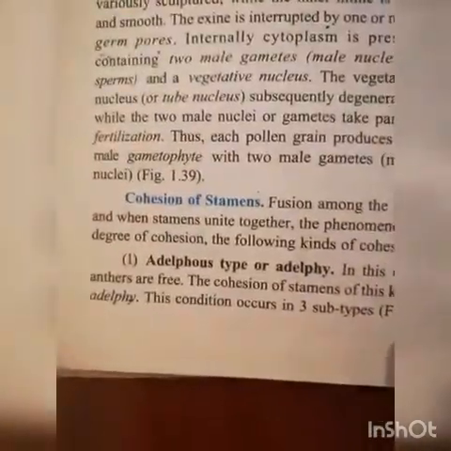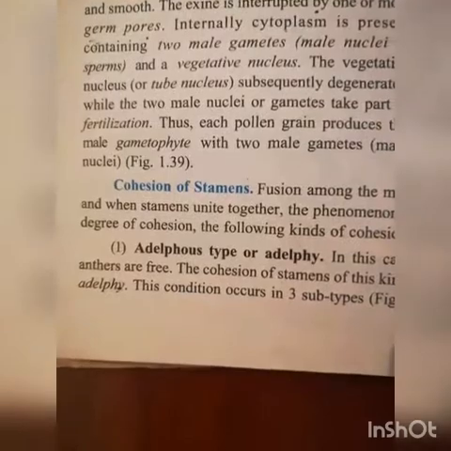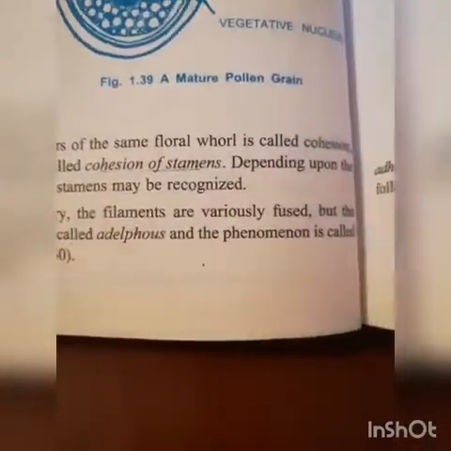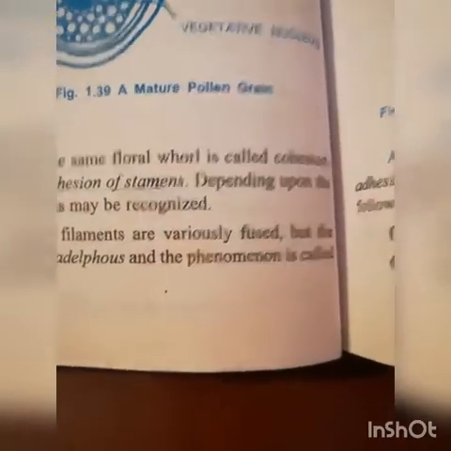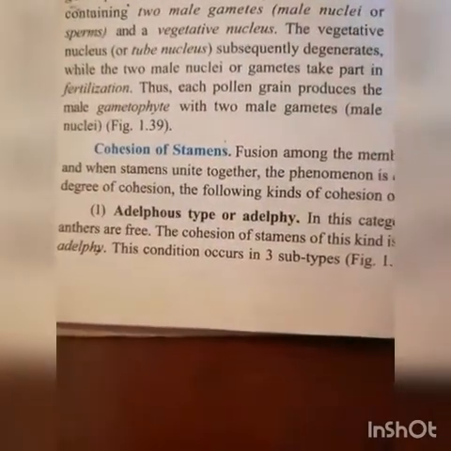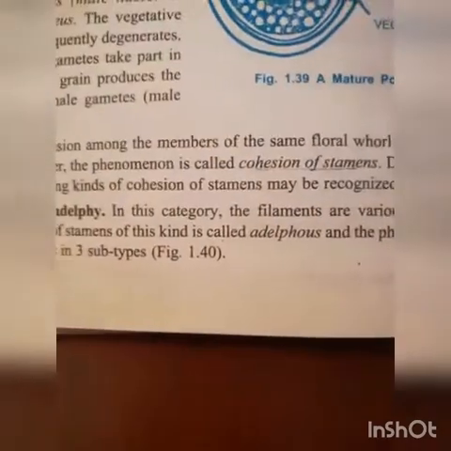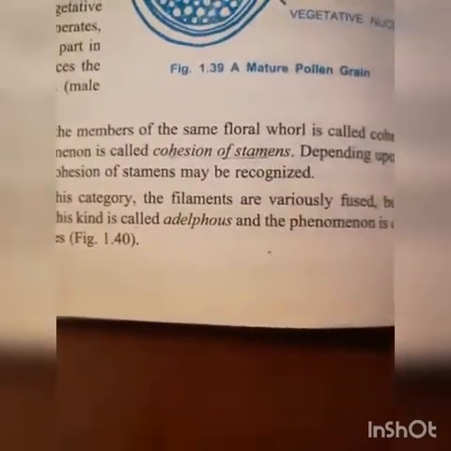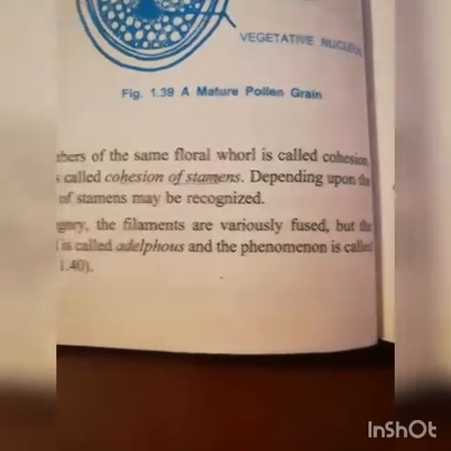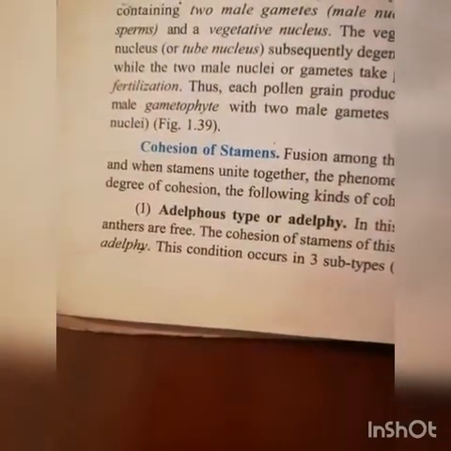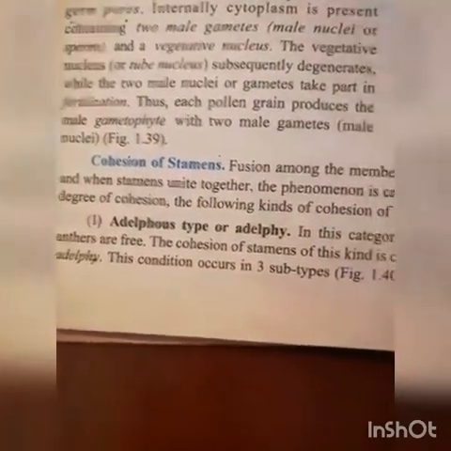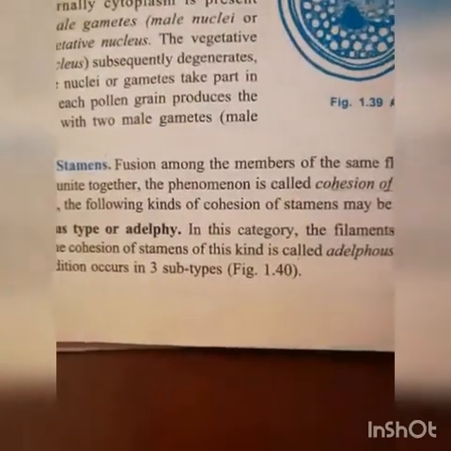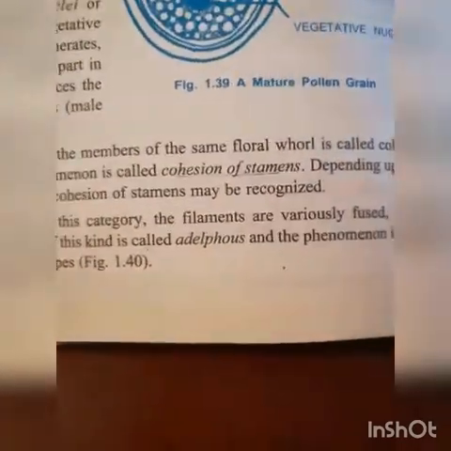Let us see here cohesion of stamens. Fusion among the members of the same floral whorl is called cohesion or grouping, and when stamens unite together, the phenomenon is called cohesion of stamens. Depending upon the degree of cohesion, the following kinds of cohesion of stamens may be recognized.